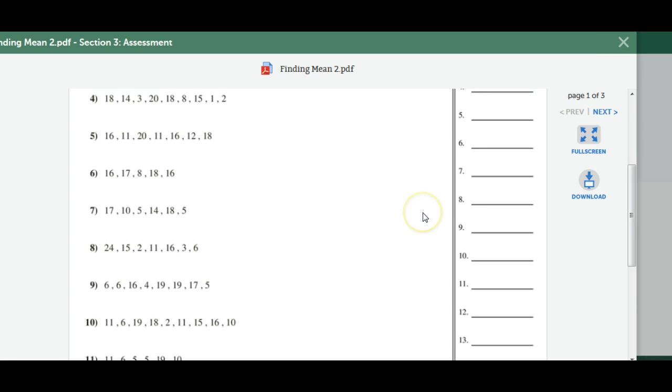And that's an overview of the skills group of finding a mean.